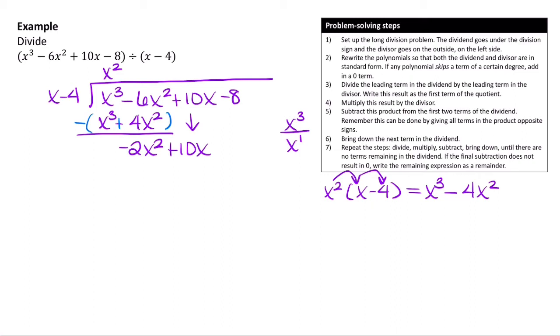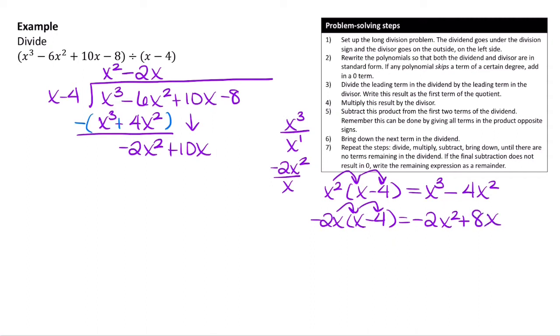Okay, so let's look at the leading terms once again. So I need to do now negative 2x squared divided by x. So that's just going to give me minus 2x. So now I'm going to do minus 2x times x minus 4. Okay, once again, I'm going to distribute. So that's going to give me negative 2x squared plus 8x.